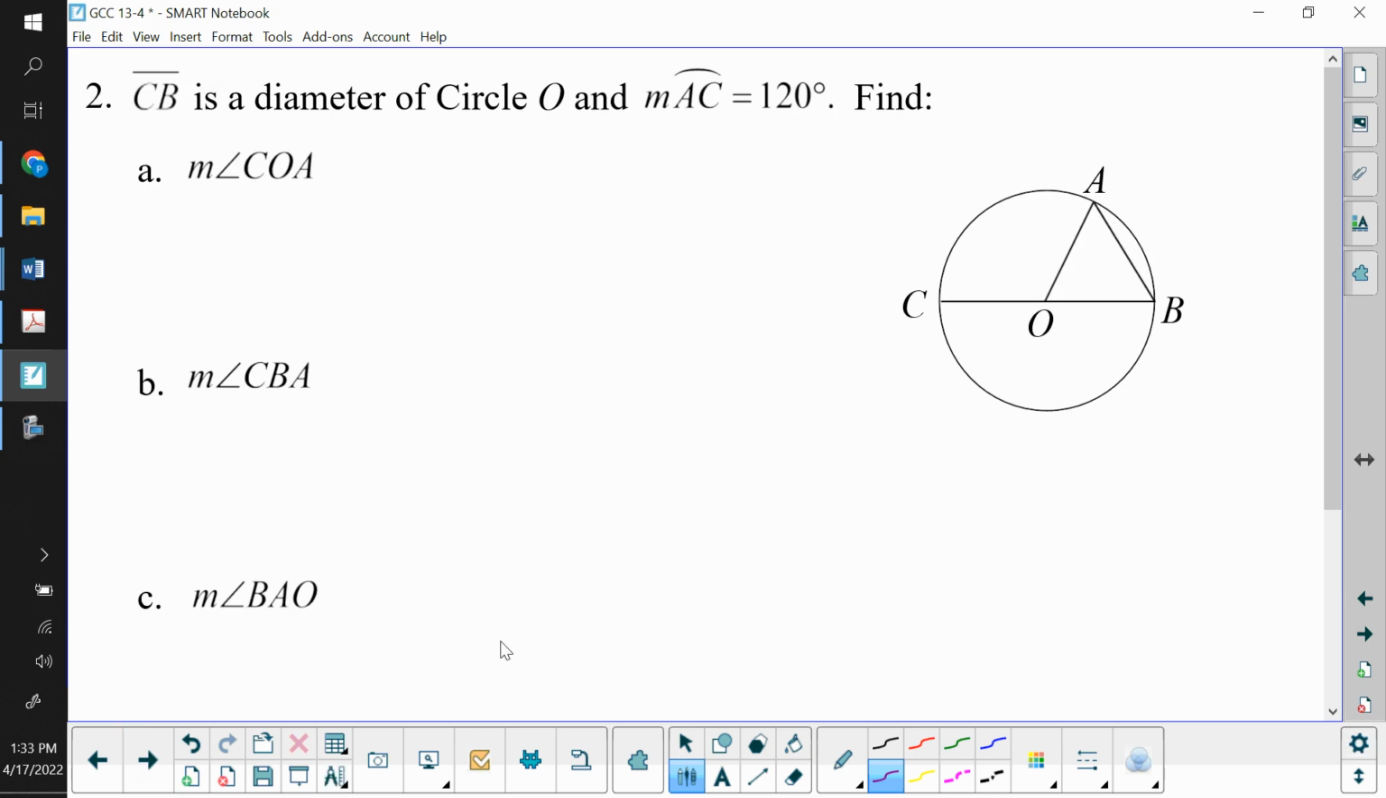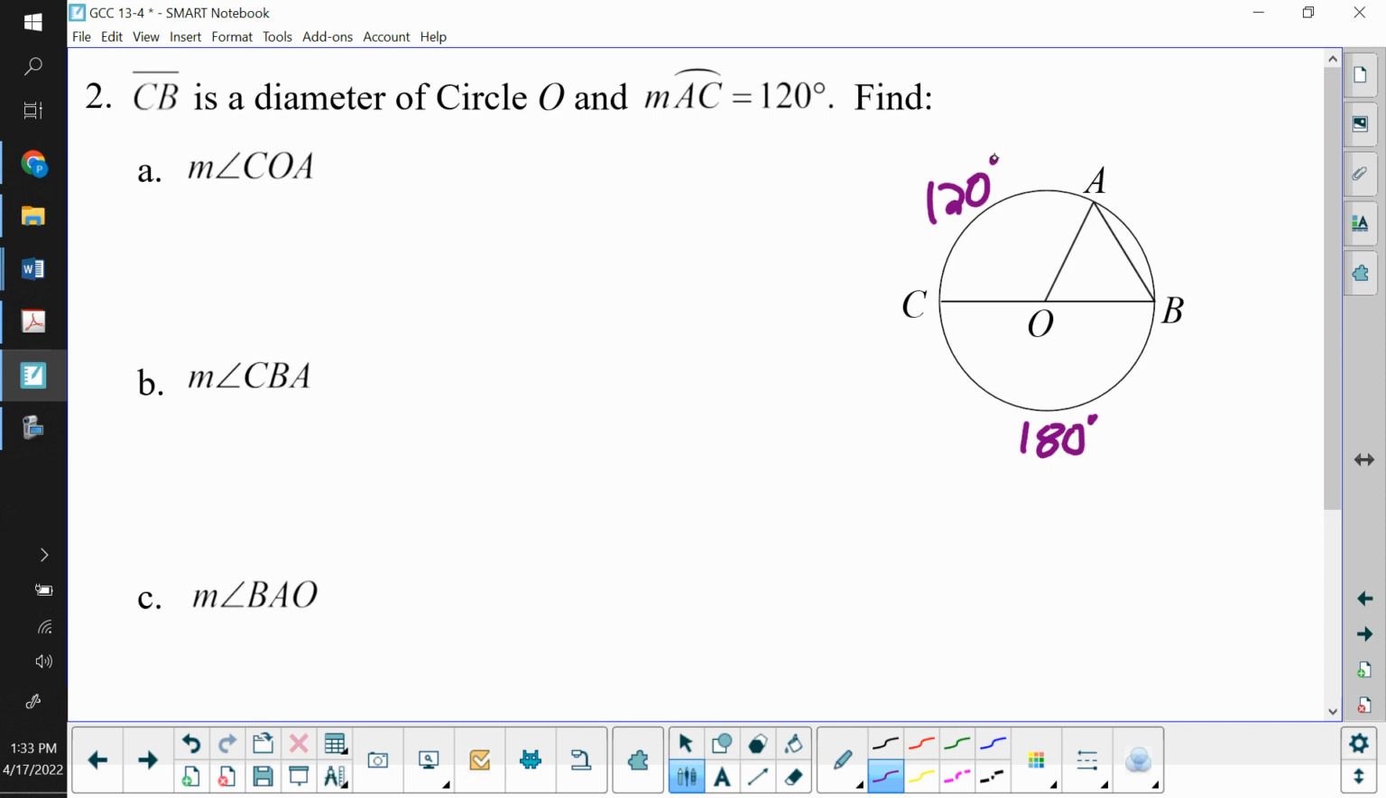All right, in 2, they tell us we have a diameter for CB. Well, knowing we have a diameter, that means we know that this arc has to be 180 because it's half the circle. They tell us that we have circle O. So keep in mind the circle's name is its center, so that implies O is our center. And AC, they tell us, is 120 degrees.